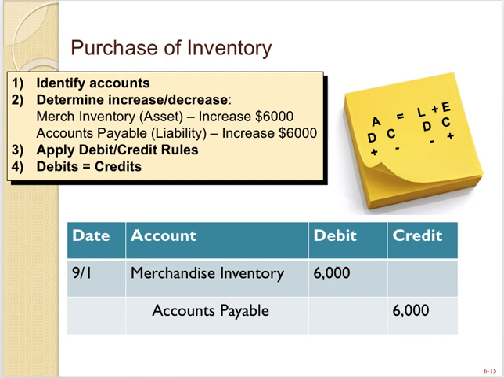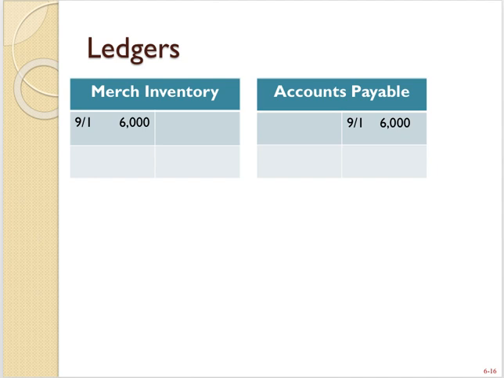The next step in the accounting cycle is to post that entry to the ledger, which, as you see here, we have our merchandise inventory ledger, and we have our debit here of 6,000. Then here we have our accounts payable ledger and our credit here of 6,000. So that is a basic purchase journal entry.